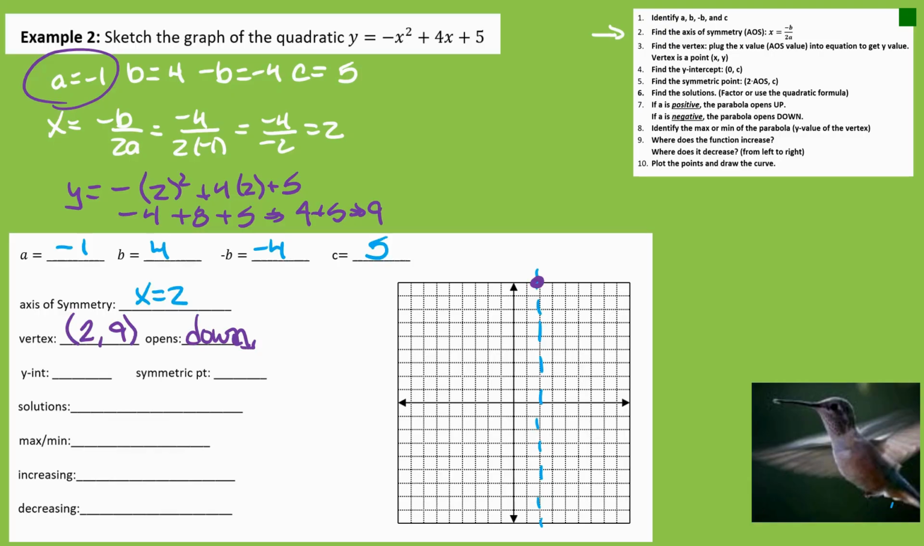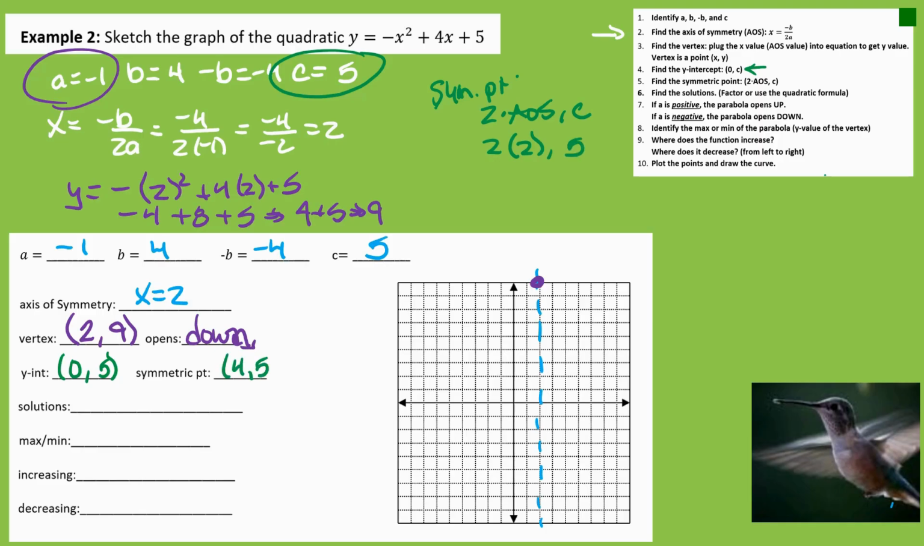Okay, my y-intercept is the point 0, what's it say here? 0, C. So C is 5. The symmetric point, it says take 2 for the symmetric point. Let me write it in here. It says 2 times the axis of symmetry, C. So that's 2 times the axis of symmetry, which is 2, and C, which is 5.